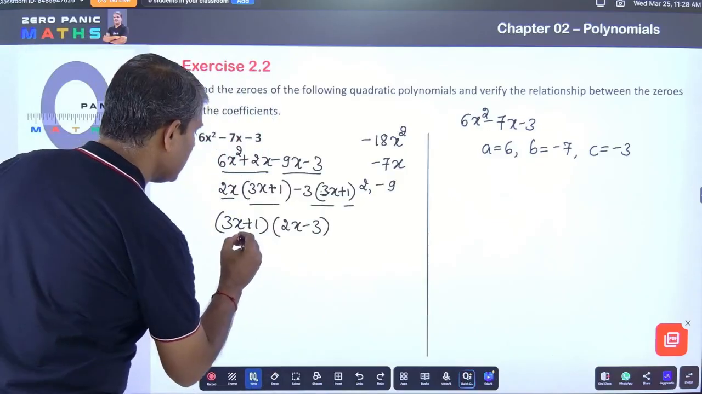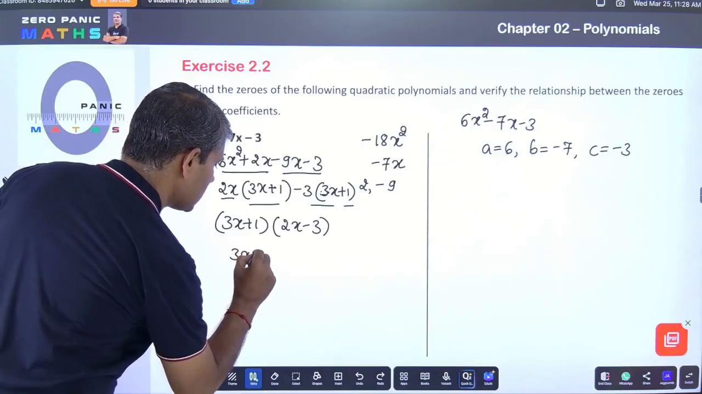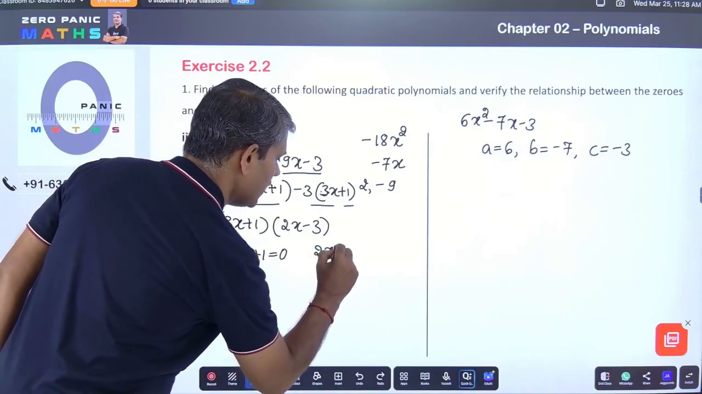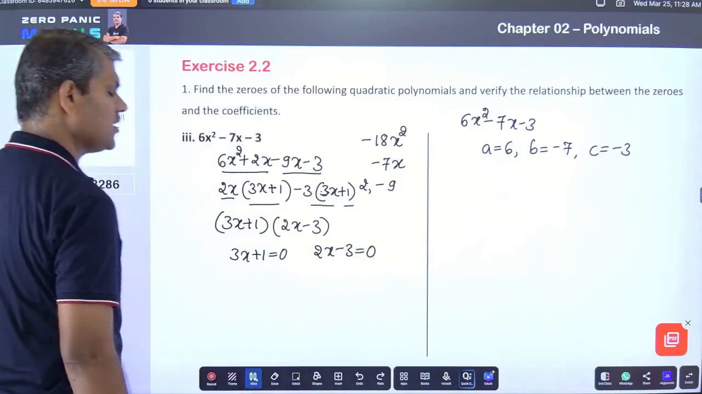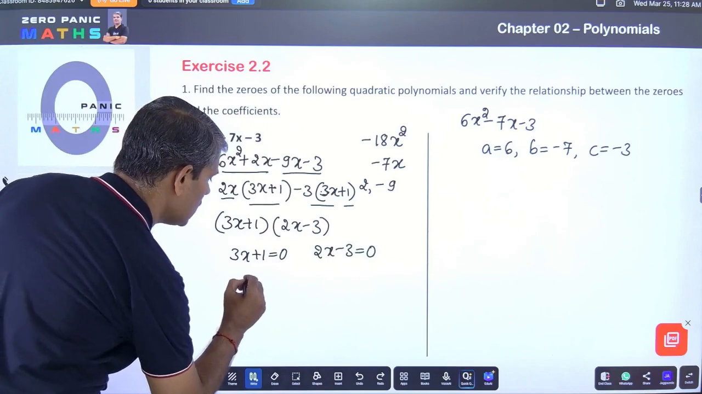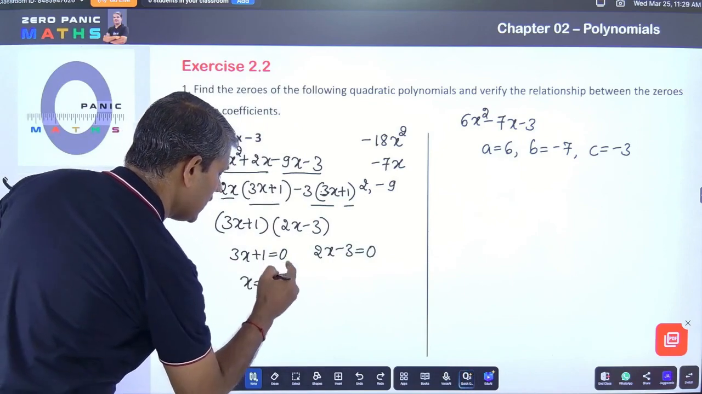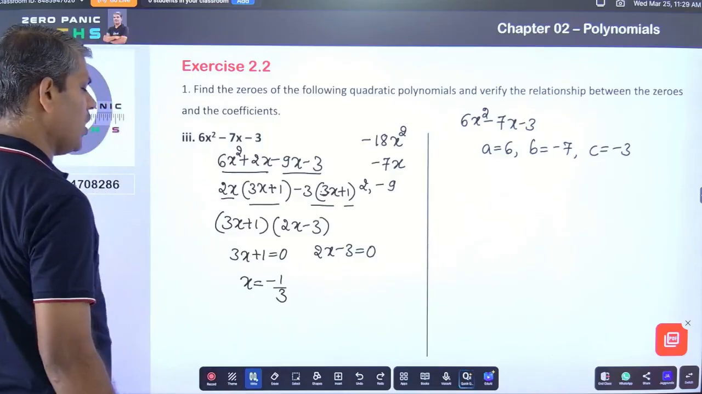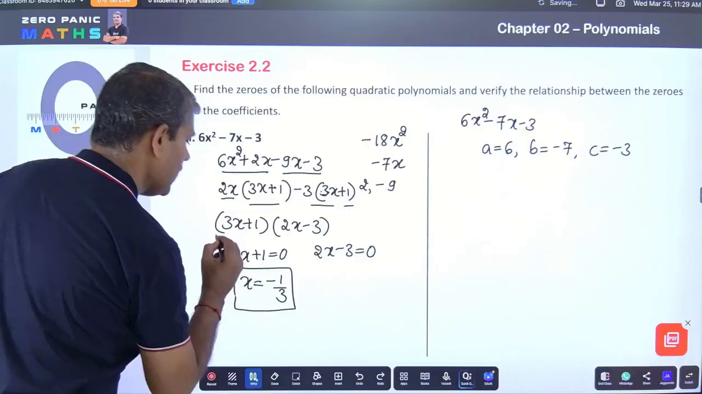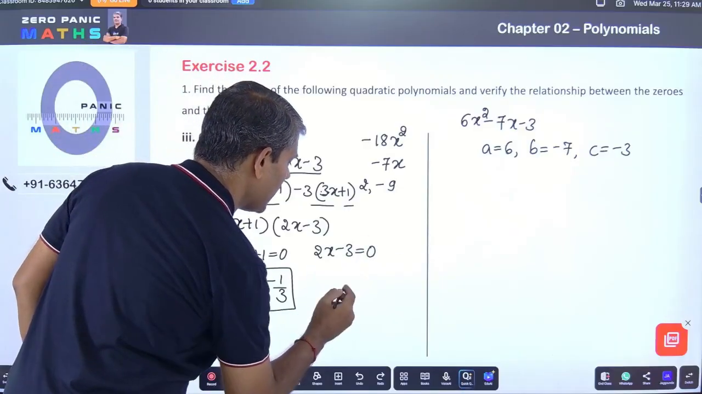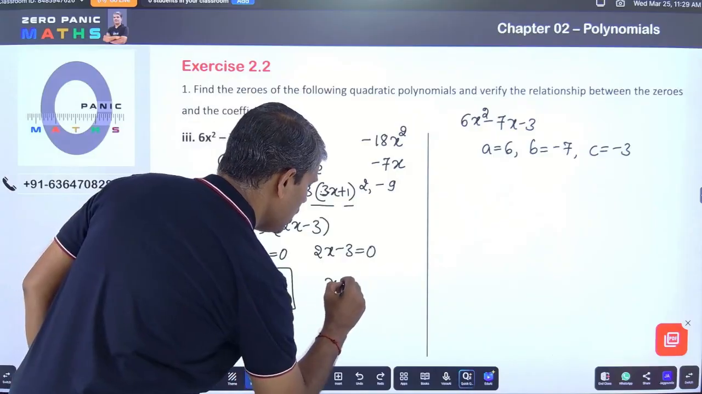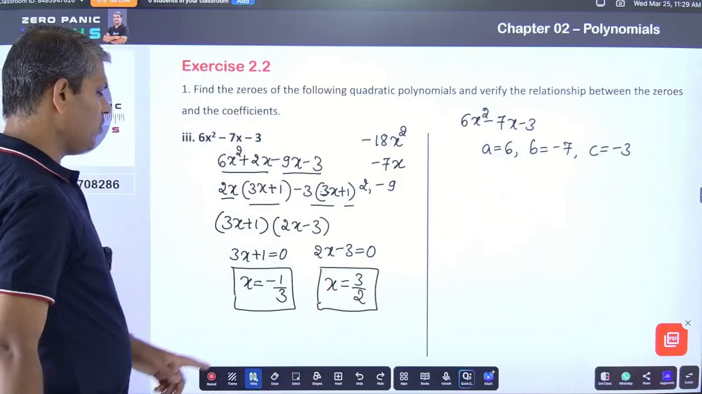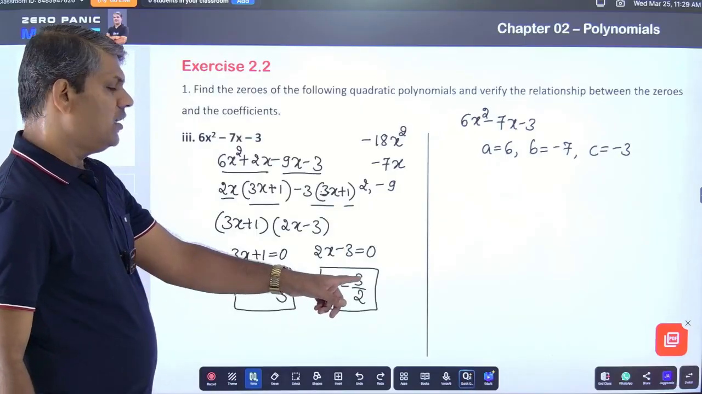Okay, so equating this to 0, 3x plus 1 is equal to 0 and 2x minus 3 is equal to 0 gives us the two zeros. Taking 1 to that side, x is equal to minus 1 by 3 as one zero of this given polynomial, and taking minus 3 to that side, x is equal to 3 by 2. So the two zeros of the polynomial are minus 1 by 3 and 3 by 2.